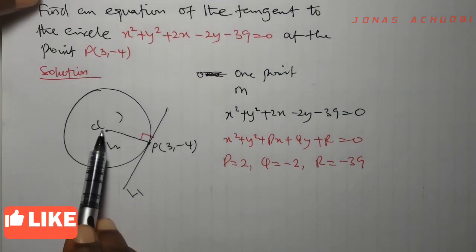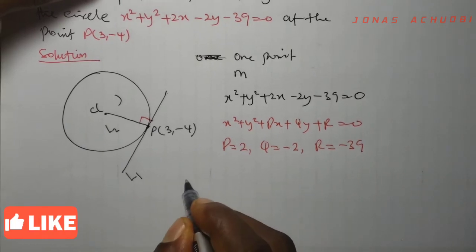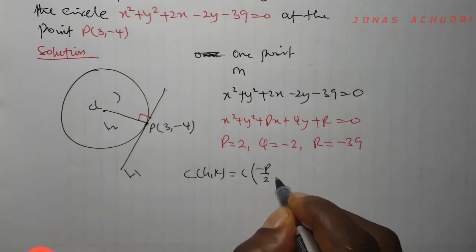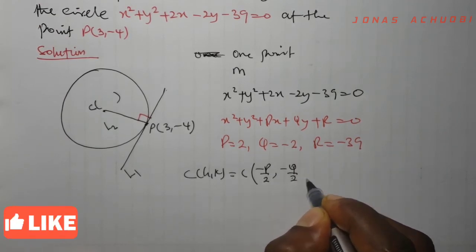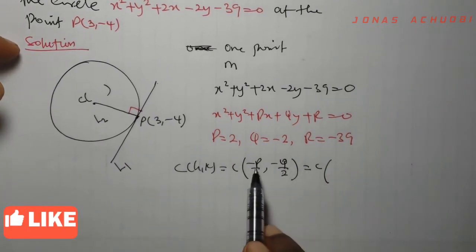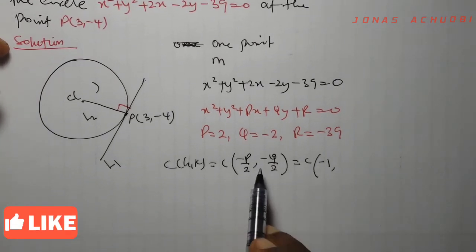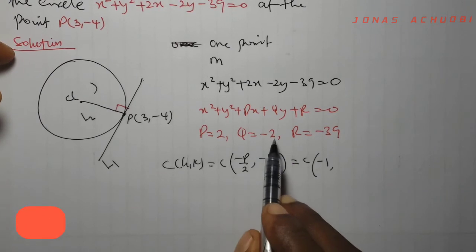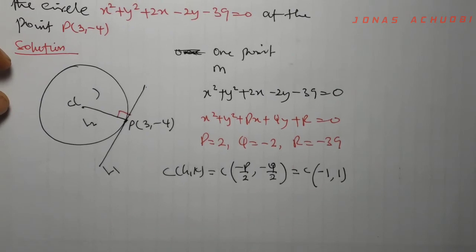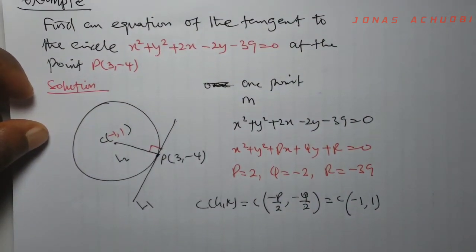So what do we need? We want to find the center of the circle. From the alternative form of the equation, we know that the center coordinate C(h, k) is (minus p over 2, minus q over 2). And this gives us the center: minus p is minus 2, so minus 2 over 2 is minus 1. And q is minus 2, so minus 2 over 2 is 1. So we have now seen that the center of the circle is (-1, 1).